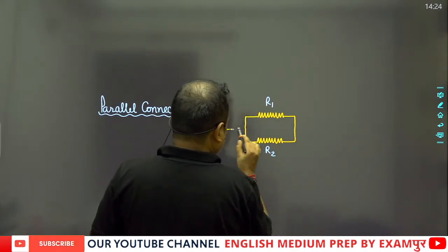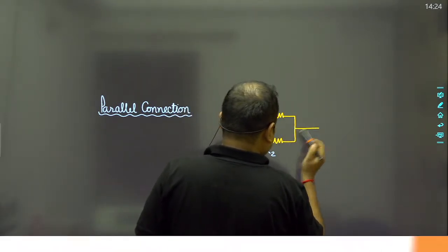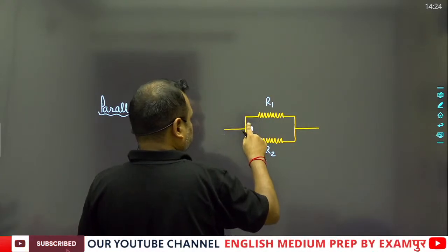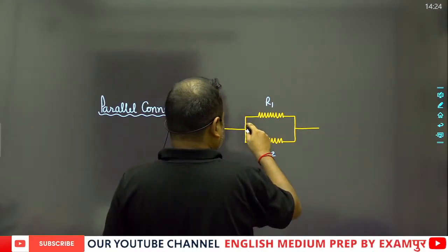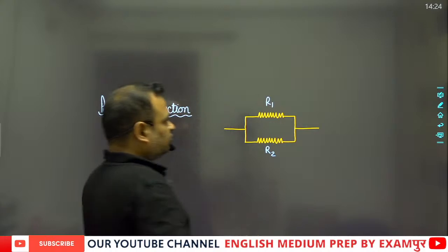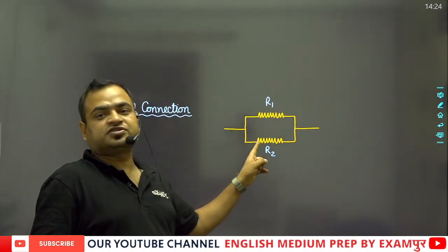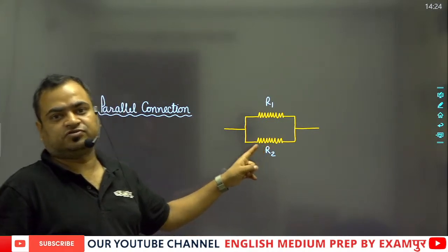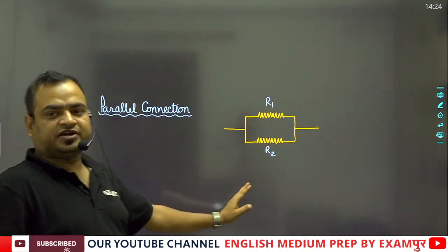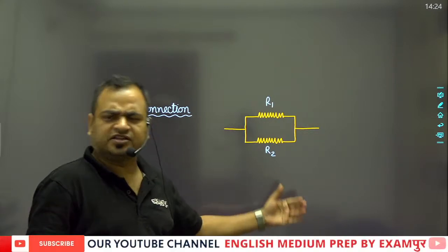Suppose that these two resistances are now connected in parallel. This type of connection is known as the parallel connection. The first terminal of one resistance is connected to the first terminal of the second resistance, or to the first terminal of any other resistance.